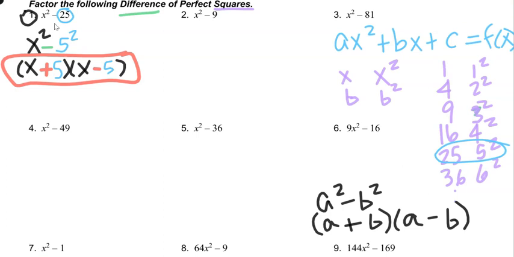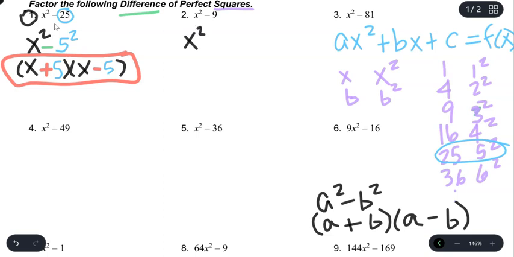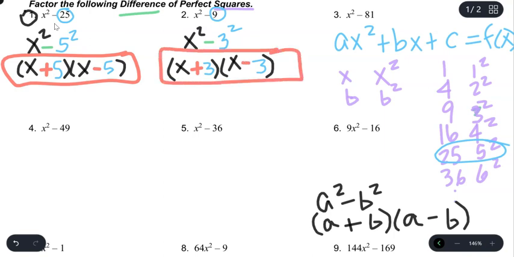You don't have to go through the AC method or grouping or anything else. You can take a shortcut, as long, again, as it's a difference, a subtraction of two perfect squares. Let's look at number 2. Number 2 is x squared. That is a perfect square. Minus 9. 9 is a perfect square. It is actually, in fact, 3 squared. So since I have a difference of two perfect squares, I can factor it by splitting x and x, 3 and 3, plus and minus, and we are done.